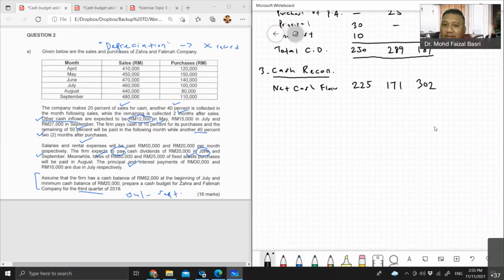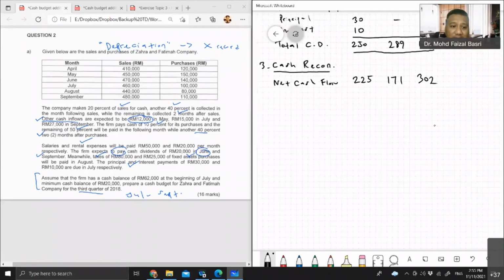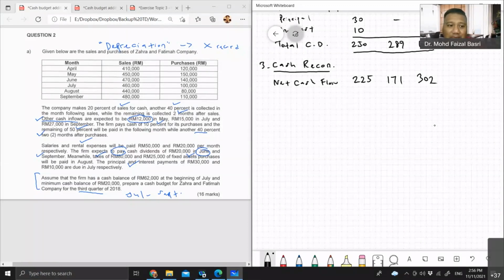For the rest, we don't need to look at the top. We just focus on the ones in the final paragraph. Our final paragraph would be our other items for cash reconciliation. After net cash flow, we're going to record what we call beginning cash balance. For beginning cash balance, the question will give you your first month's balance only.